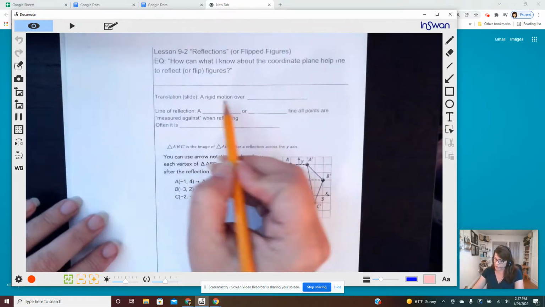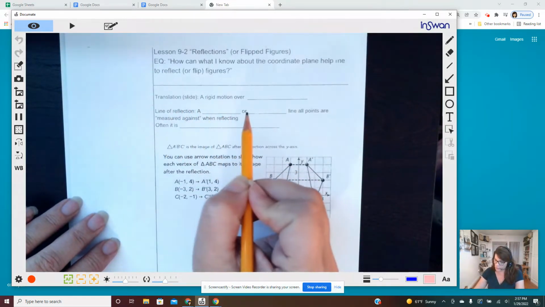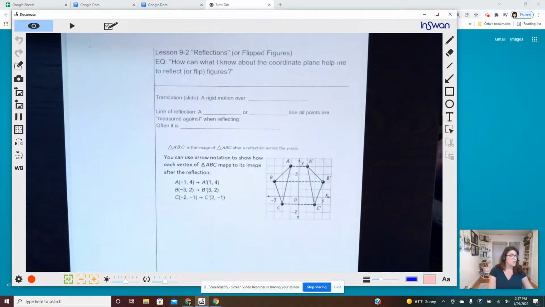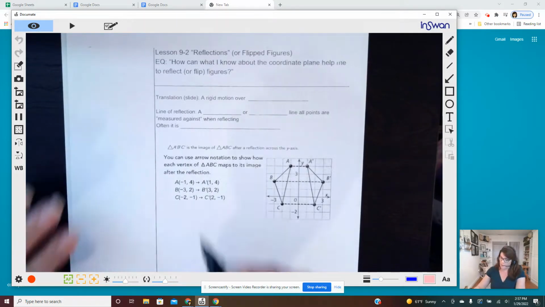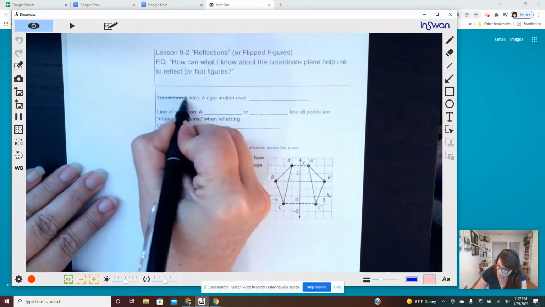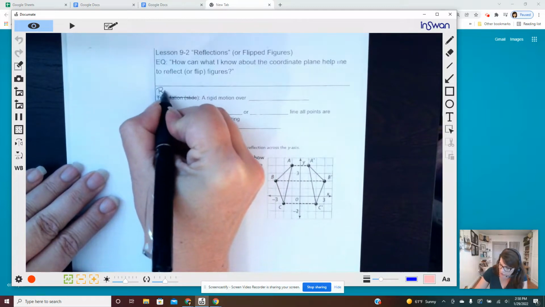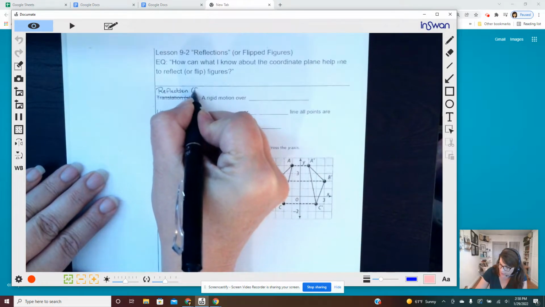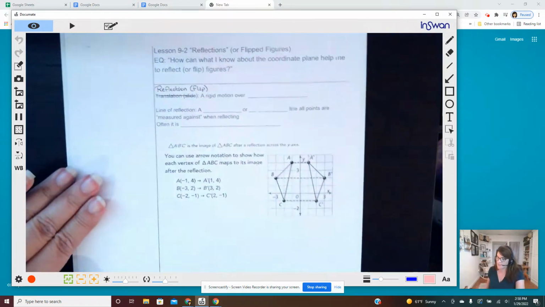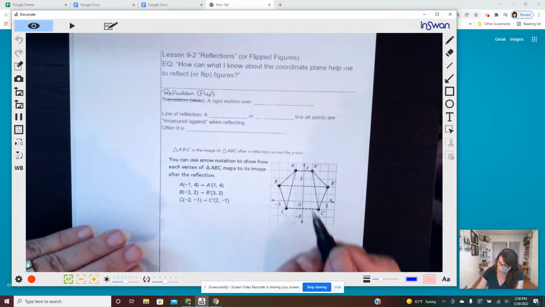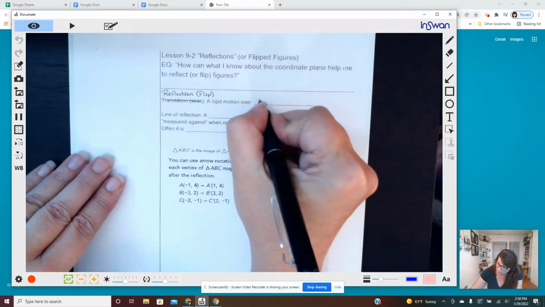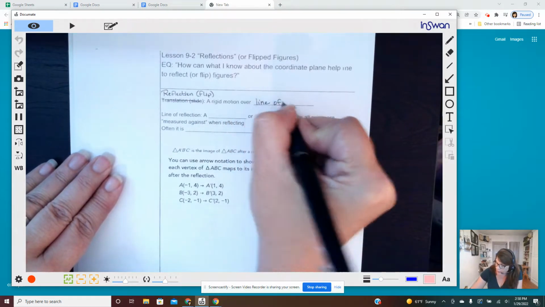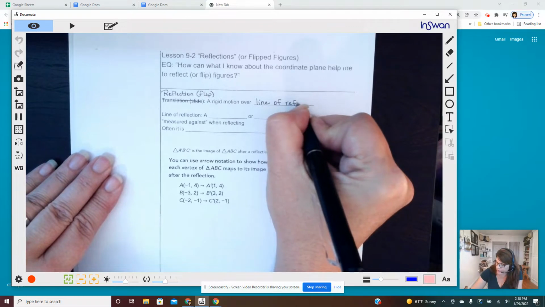Okay, so, oops, this did not get updated. So we're going to fix this right now in our notes. A reflection, which is a flip, is a rigid motion over the line of reflection.